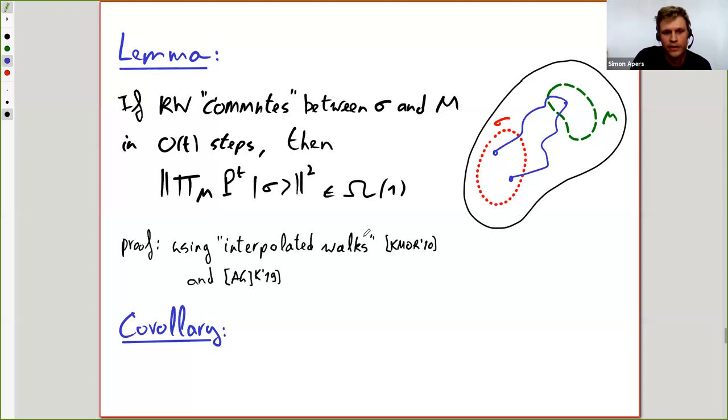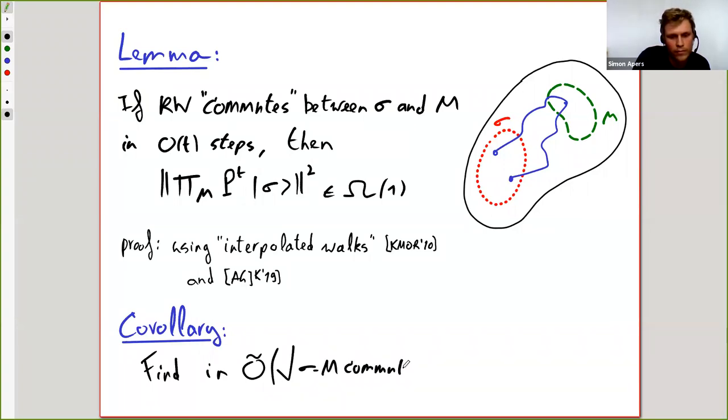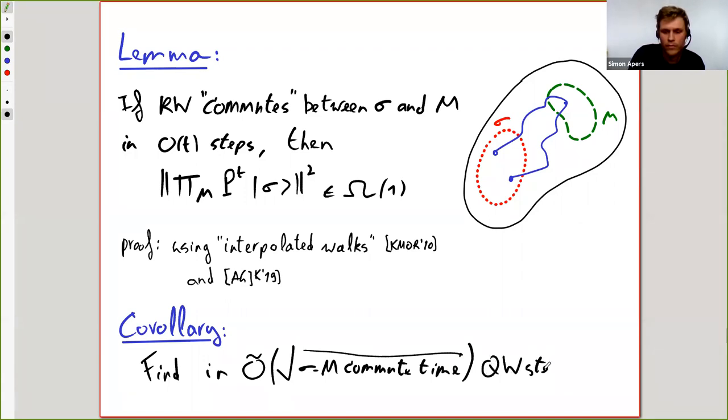Yes, exactly. So this full quantity denotes the probability of finding a marked element if you were to measure this component of a quantum state. I see. All right. So as a corollary, this gives us that we can find a marked element in O tilde square root of the sigma m commute time, in that many quantum walk steps. So that's one thing.